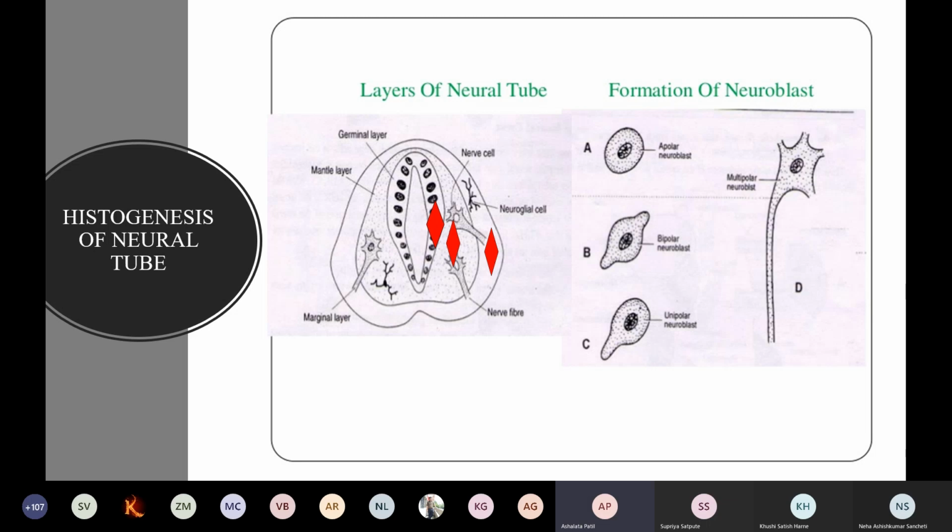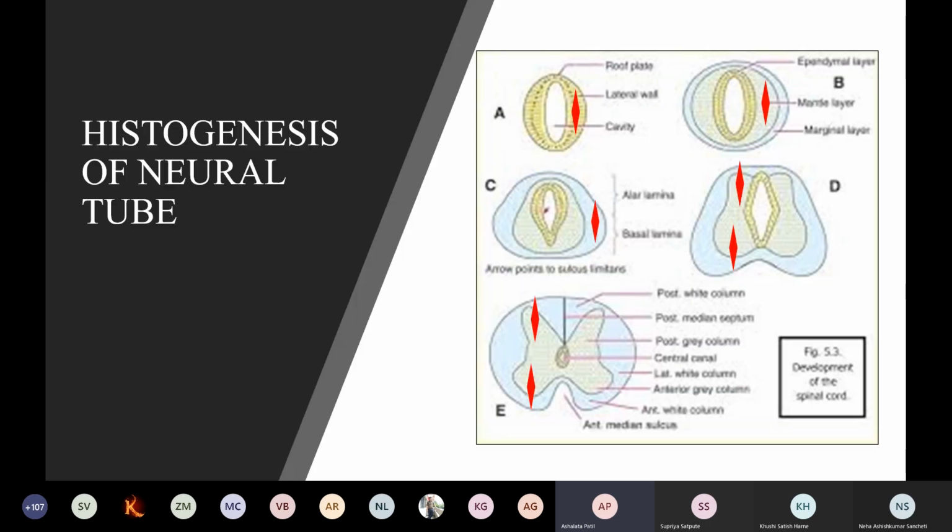The inner layer is called the ependymal zone. The next zone is called the mantle zone, which is responsible for the gray matter and nuclei. And the outermost layer is called the marginal zone, which forms the white matter in the nervous system. So this is again the same thing here. You can see these are the neuroepithelial cells, that is the neural tube. These cells divide, redivide, and give rise to the next layer, the mantle layer.